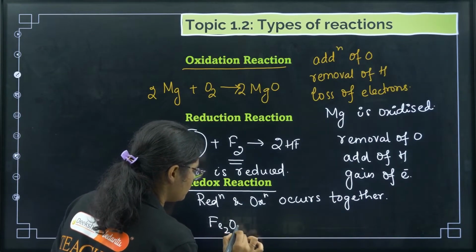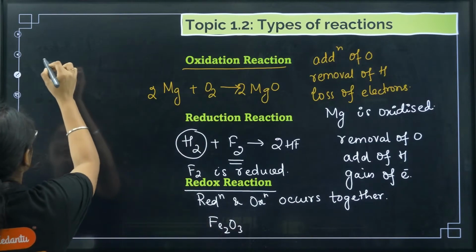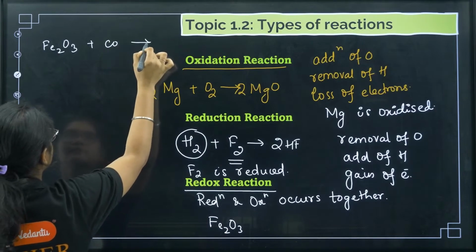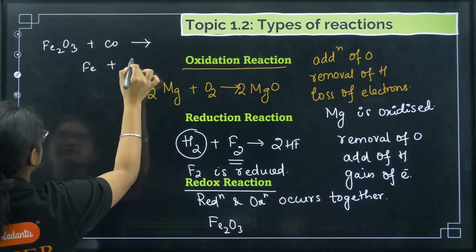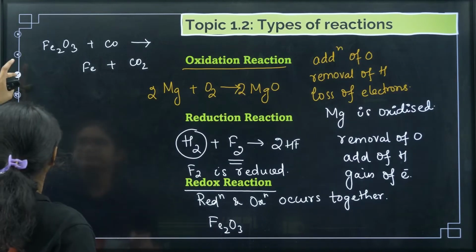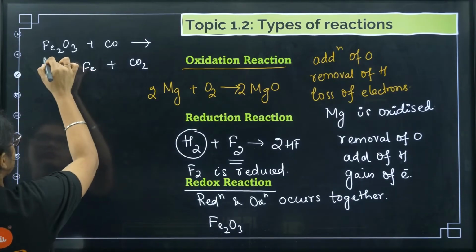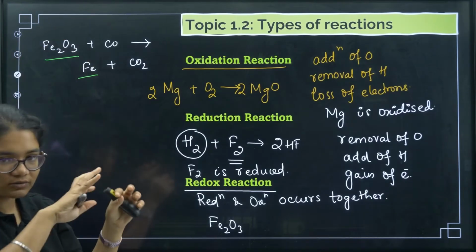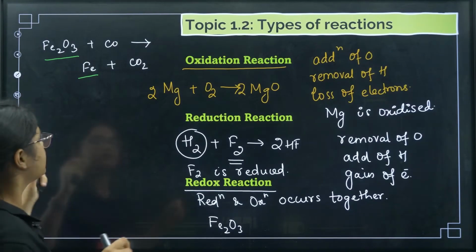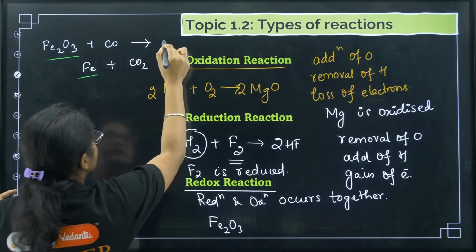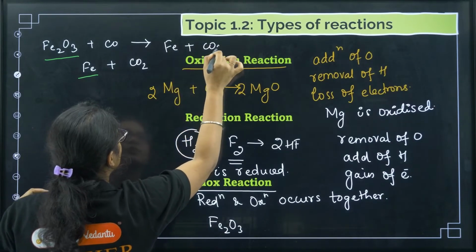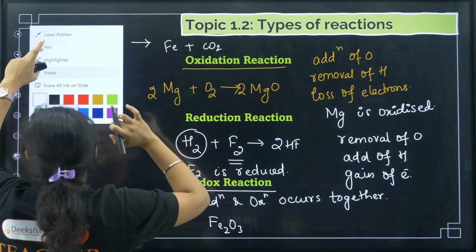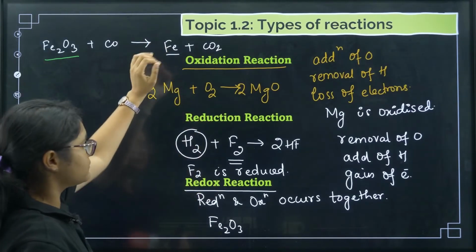If I write Fe2O3 plus CO gives Fe plus CO2. Now see, if you compare from Fe2O3 to Fe, what has happened? Oxygen has been removed from Fe2O3, right? So let me write it here, Fe plus CO2. Now you see from Fe2O3 to Fe, oxygen has been removed from here to here.